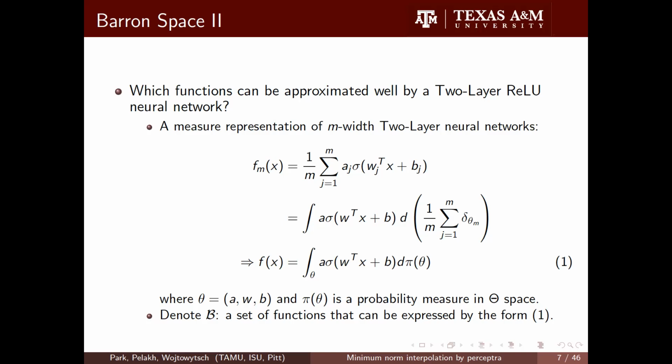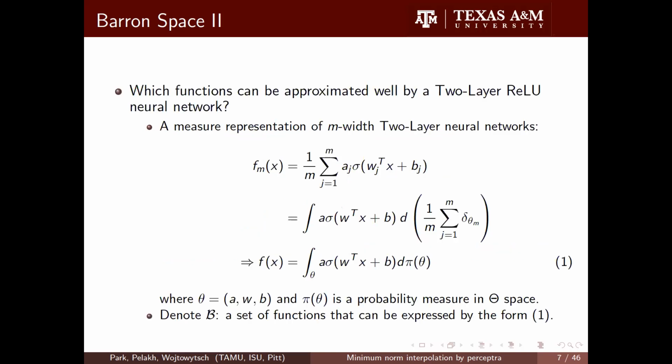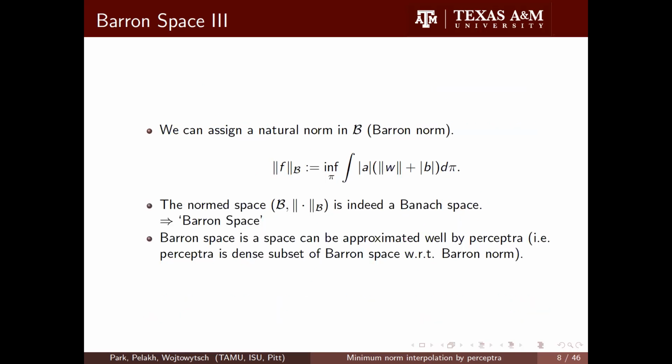Now we denote this curly B as the functions that can be represented in this form with some measure pi. Note that this representation is not unique: you can have multiple pi satisfying the same f, but we're not going to care about it, because in the next slide we can resolve those things. We can assign a natural norm in this B, which is called the Baron norm. As I just mentioned, one function can have multiple representations by changing the measure pi, but we're going to take an infimum over them. Now you skip the activation function, and you just take the norm of W plus B, and you take an infimum of them.